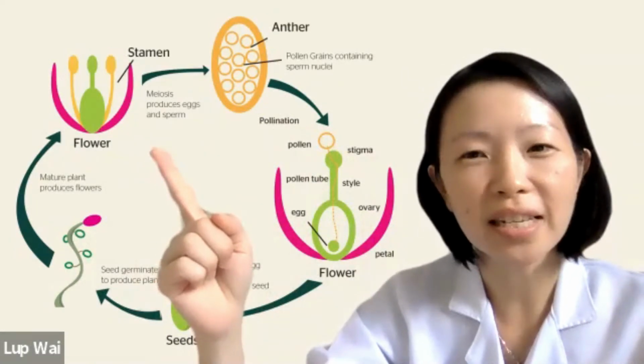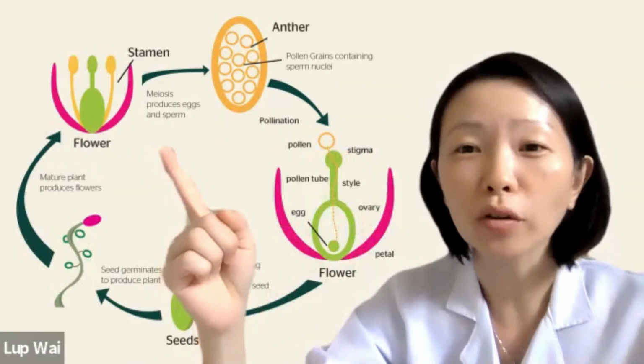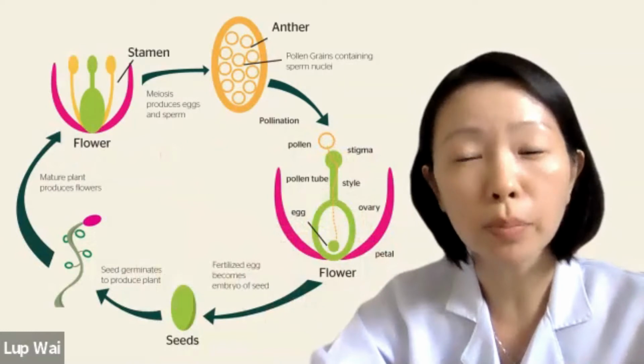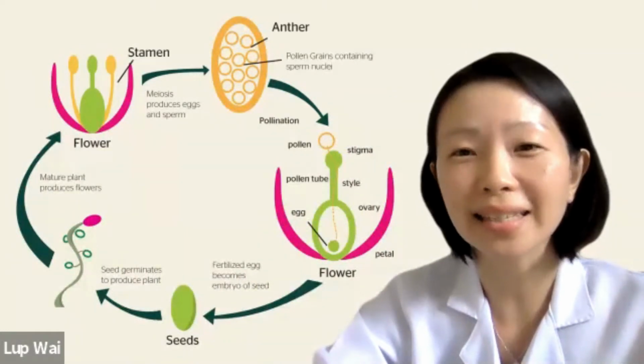Over here, you can see the stamens. That's the male part of the flower that contains the pollen grains. The pollen grains are the male reproductive cells that can fertilize the egg cells.